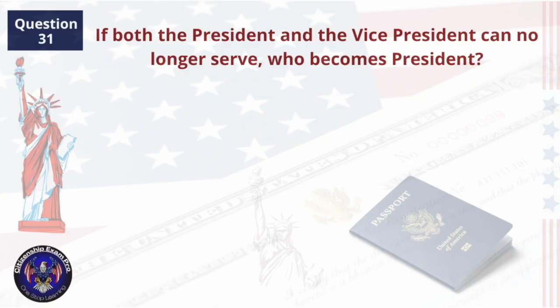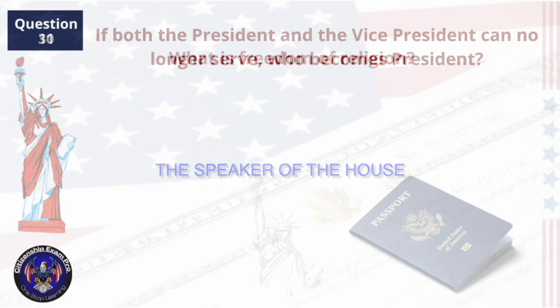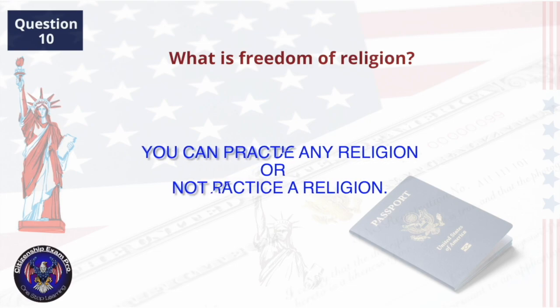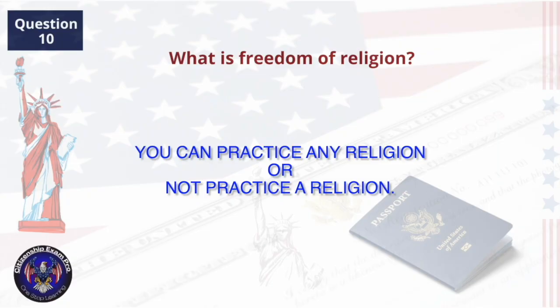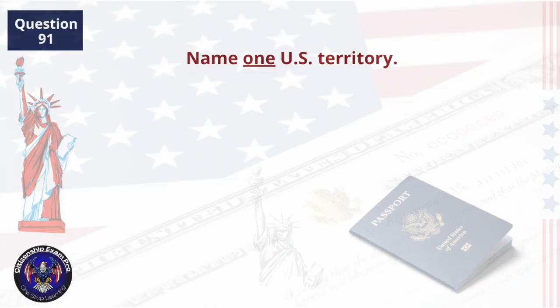If both the president and the vice president can no longer serve, who becomes president? The Speaker of the House. What is freedom of religion? You can practice any religion or not practice a religion. Name one U.S. territory. Guam.